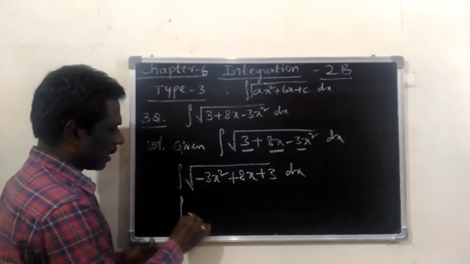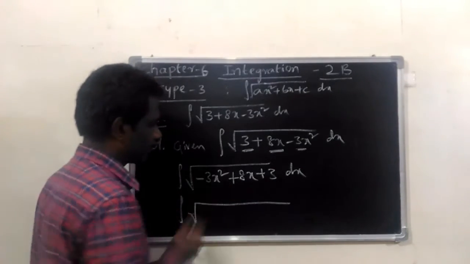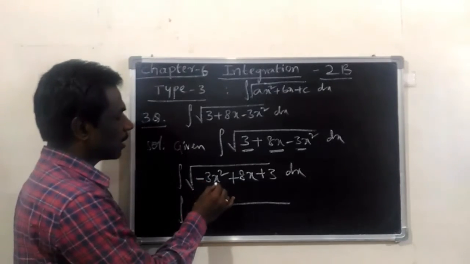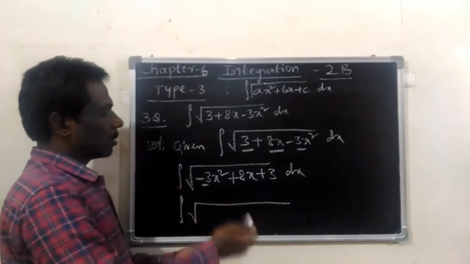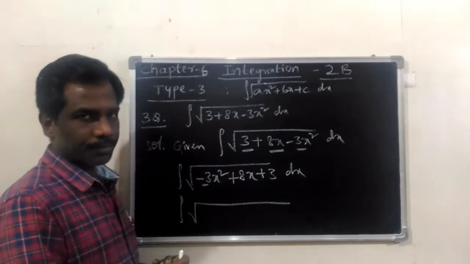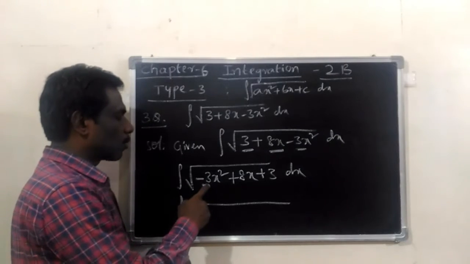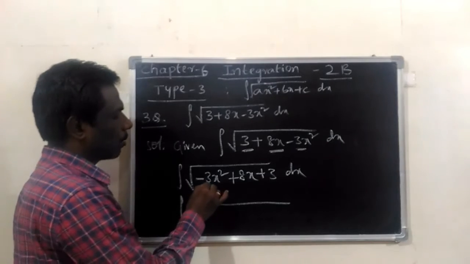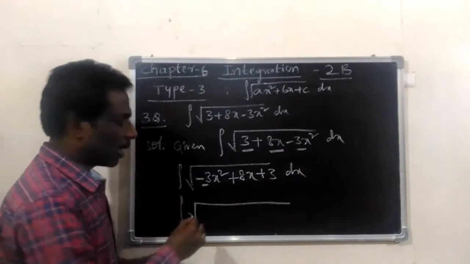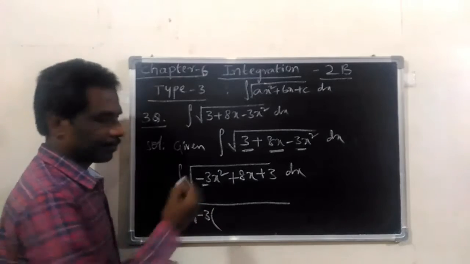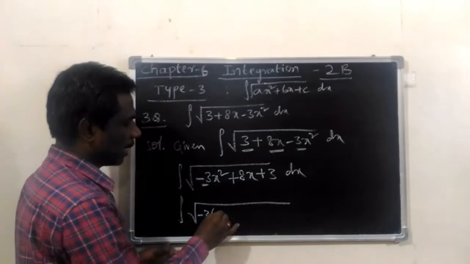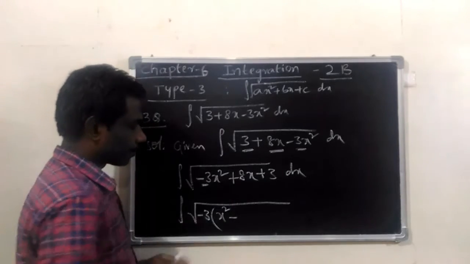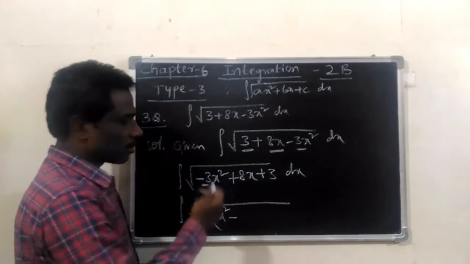And the next integral under root of, so I told you already, the coefficient of the x square, that coefficient take as common. If there is no coefficient, no need to take common. So now from this whole equation we want to take minus 3 as common. Then what is left? X square is left. Thus minus into minus is plus.